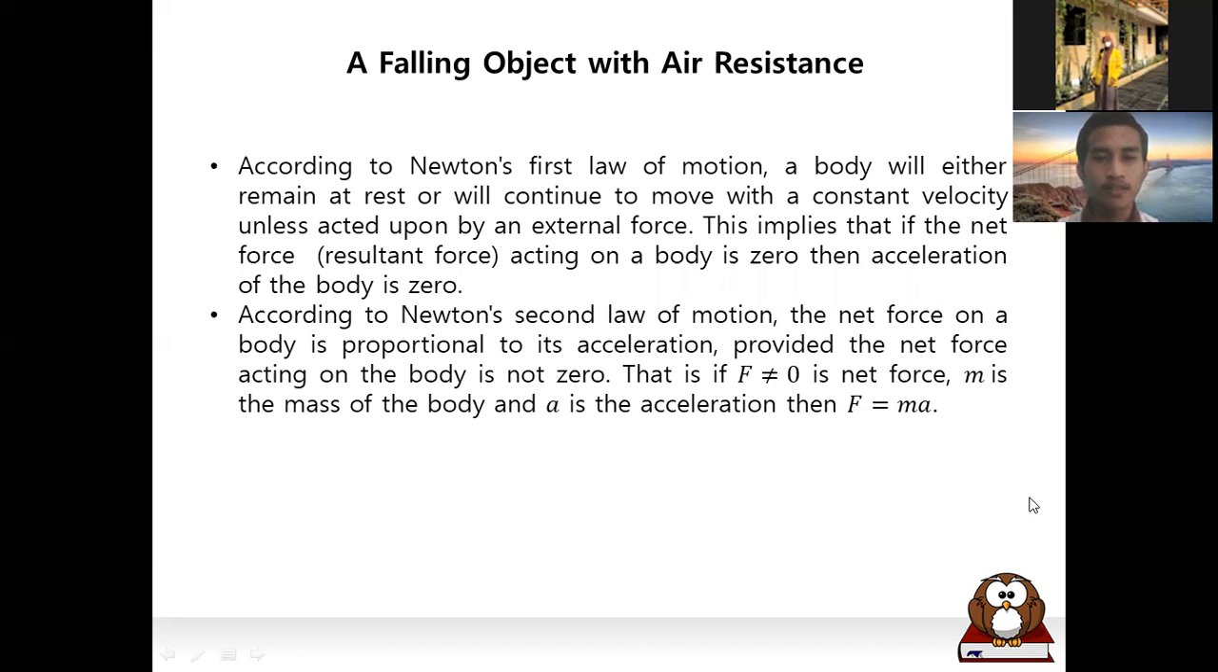According to Newton's second law of motion, the net force on a body is proportional to its acceleration, provided the net force acting on the body is not zero. That is, if F, not equal to zero, is the net force, m is the mass of the body, and a is the acceleration, then F is equal to m times a.